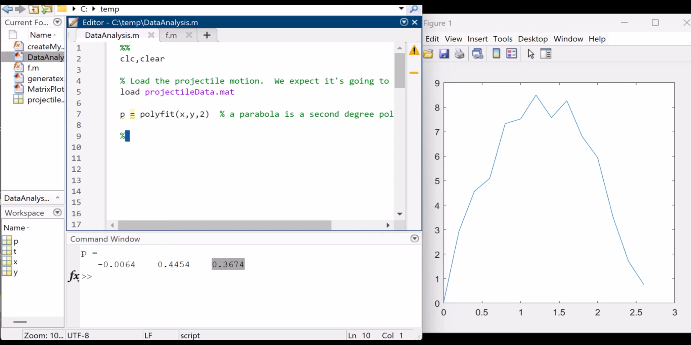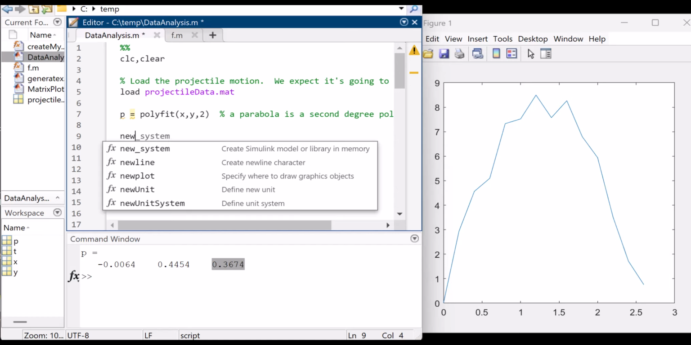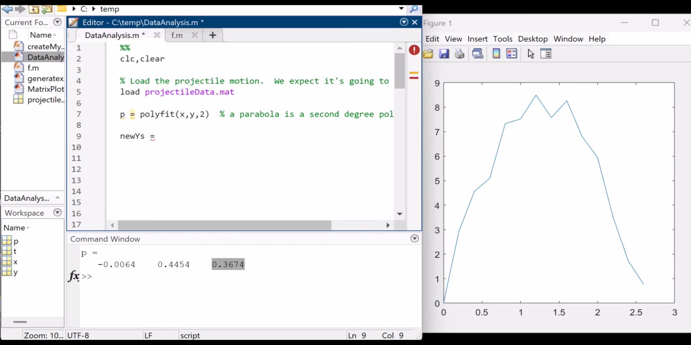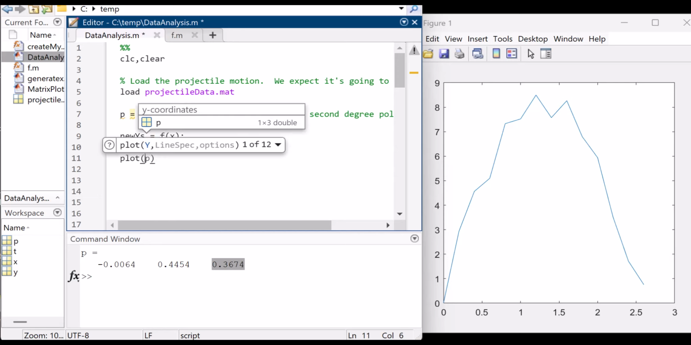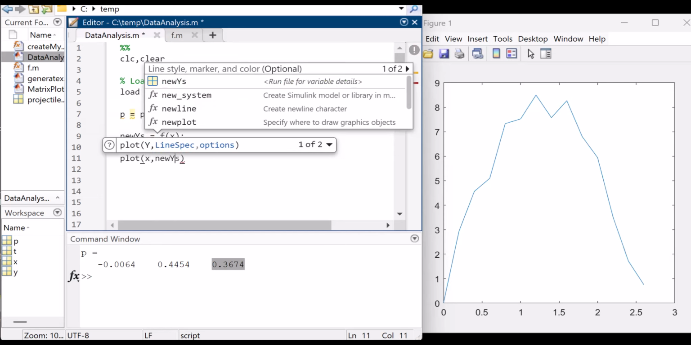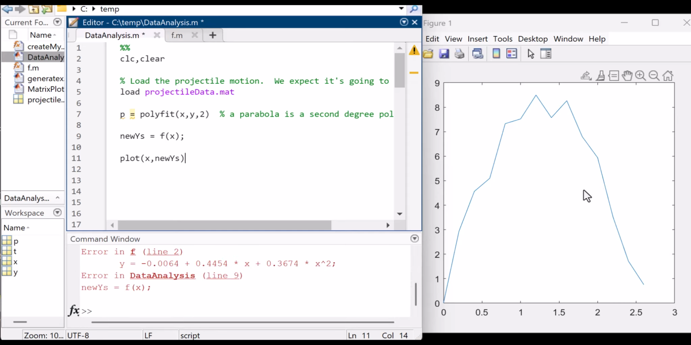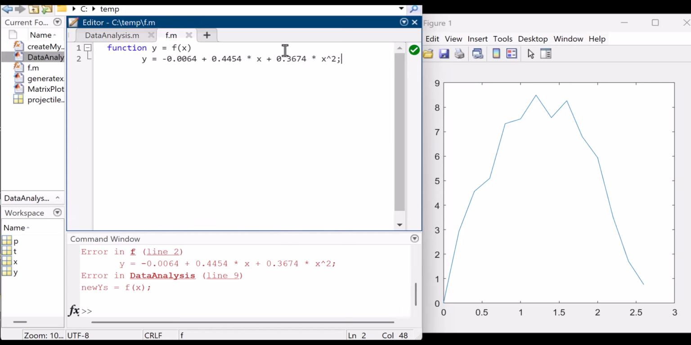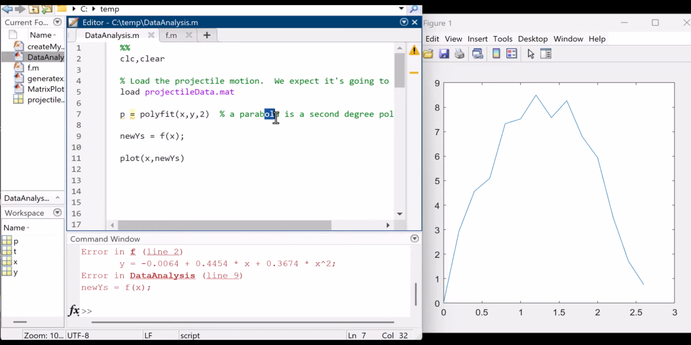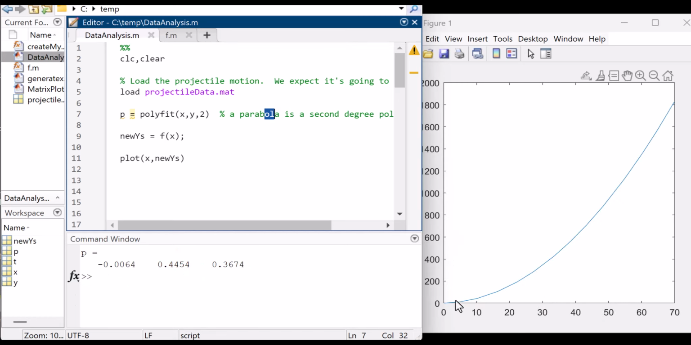So basically the idea is if I want to say new y's is going to be f of x, and I plot this, oh, I forgot to put the dot there. Silly.